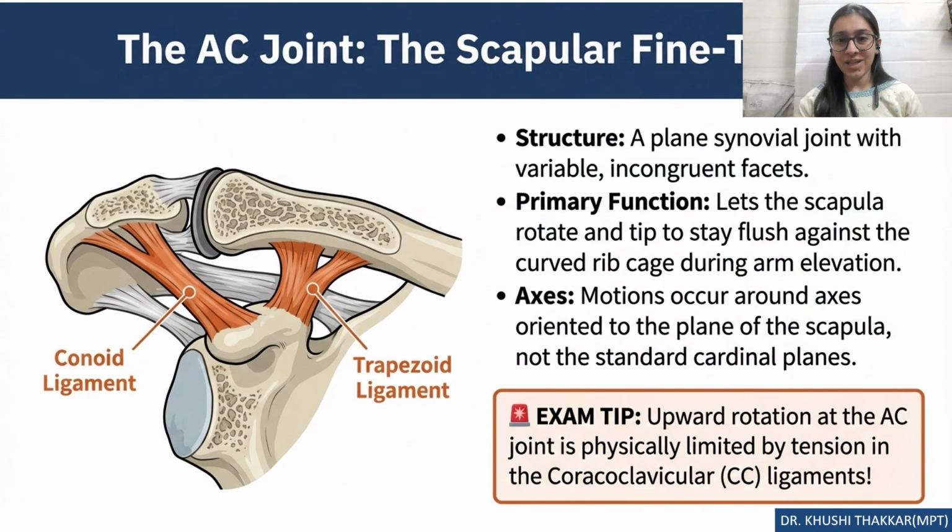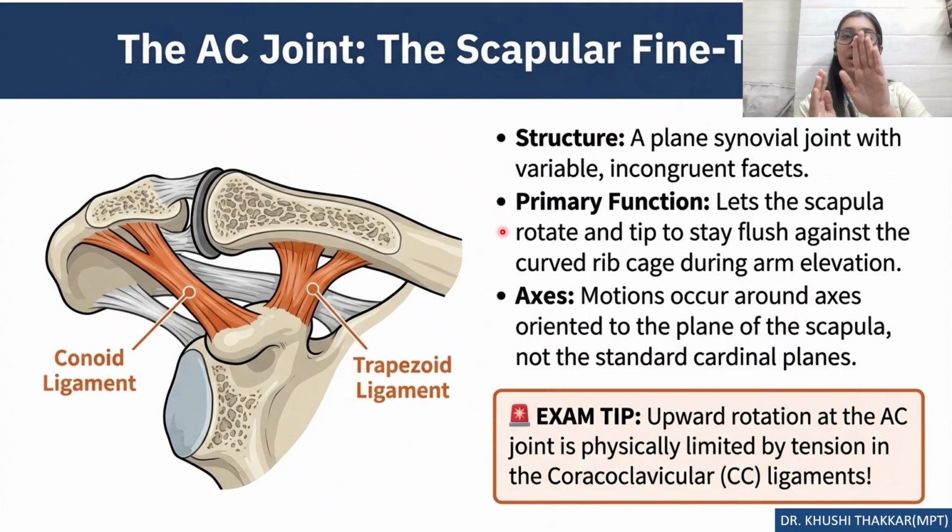The AC joint is also called a scapular fine tuner. We'll understand why. This is because of its structure. It is a plane synovial joint formed by the lateral end of the clavicle and the acromion process with variable incongruent facets and has various lipids and fibroarticular components inside this joint. The primary function is that it lets the scapula rotate and tip to stay flush against the curved rib cage.